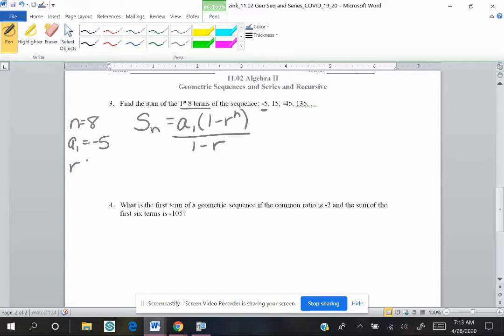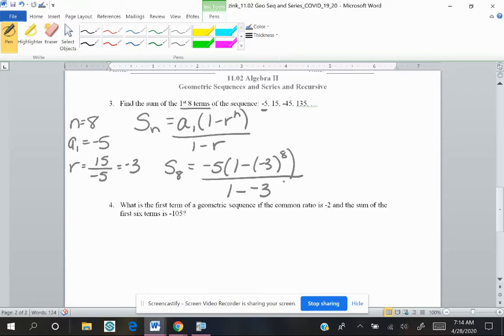I need to know my common ratio, so I'm going to take the second term divided by the first term, which gives me negative 3. Again, you could do that with any 2 terms, dividing them to get the common ratio. And we have A sub 1, we have r, we have n, so that should allow us to find the sum of the first 8 terms. So S sub 8, our first term is negative 5, times 1 minus my common ratio of negative 3 raised to the 8, all over 1 minus my common ratio of negative 3.